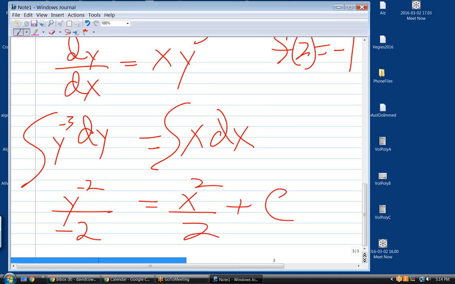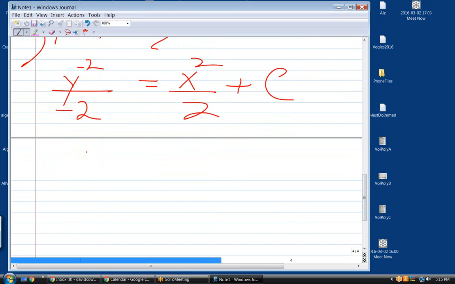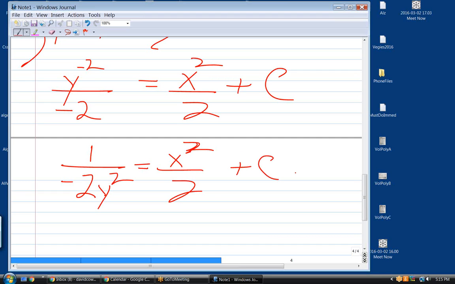Okay. Now, we need to solve for y. Once we solve for y and put in this initial condition, we're going to be able to solve for c. Okay, so let's solve for y. So what do we have here? We have 1 over minus 2y squared equals x squared over 2 plus c.